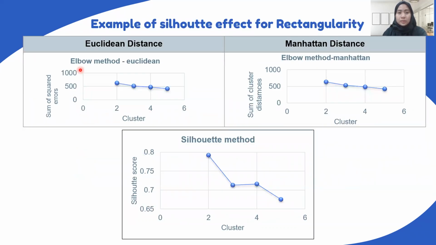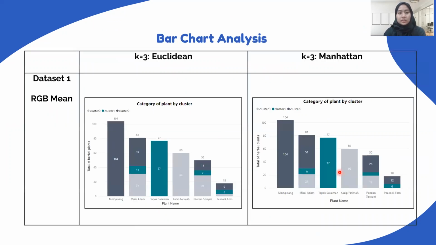Okay, but for this example of the rectangularity dataset, we can see the result of the elbow method for both distances has an ambiguous choice. So we can identify the value k equals 3 or 4. So the solution, we use the Silhouette method to find the optimal number. As you can see, we can choose k equals 3 as the optimal number of clusters.